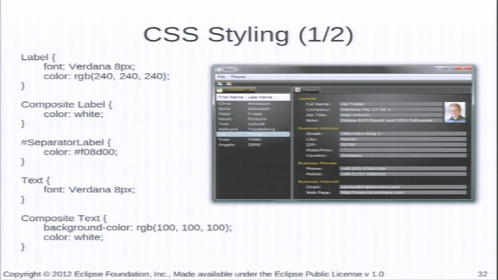Separator label is, the hash mark is an ID. So if I have an ID on one of my parts in my model, I can directly modify the CSS of just that, of things that are just that ID. I can also do, there's a dot one too. Sorry, I just lost context. So it's very familiar to CSS kinds of people.